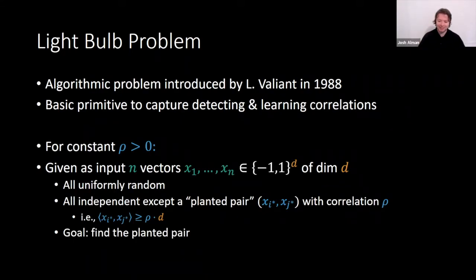And the goal in this problem, this planted pair is unknown to us, and our goal is to find the planted pair. So this is like the problem of, given samples from n different random variables, find which pair of the variables are correlated with each other.